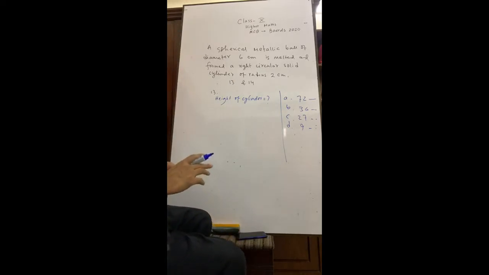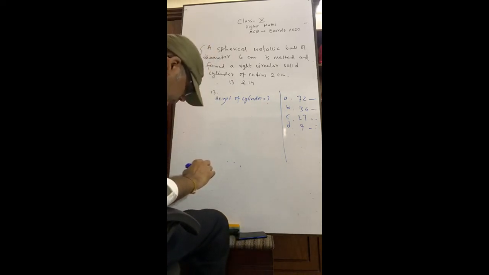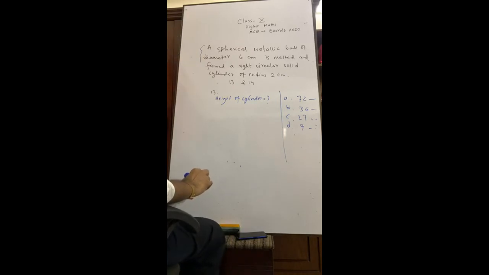A spherical metallic ball of diameter 6 centimeter is melted. At first, what will you do? You will give emphasis here. A spherical metallic ball.